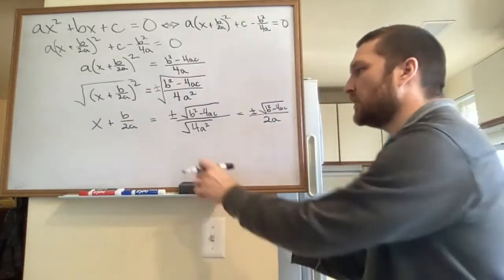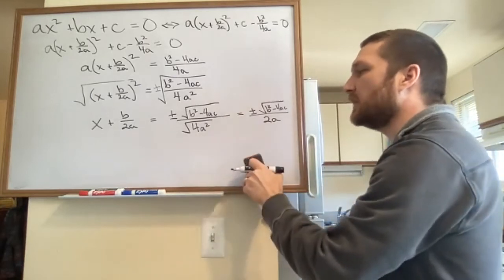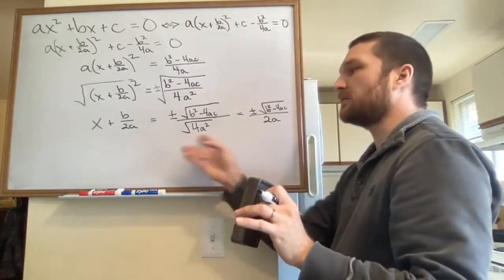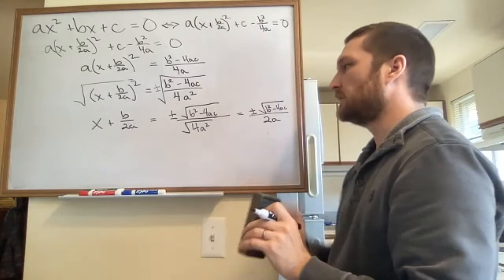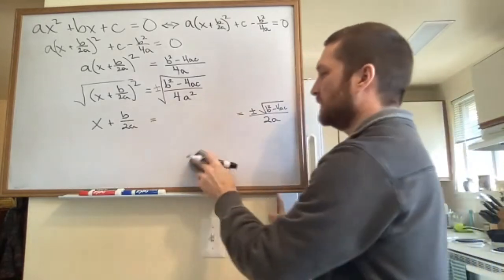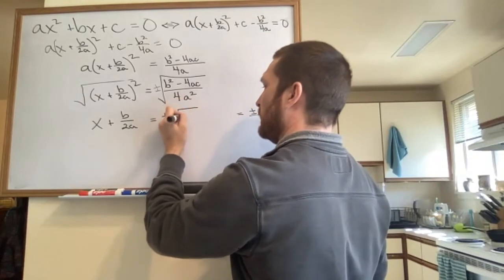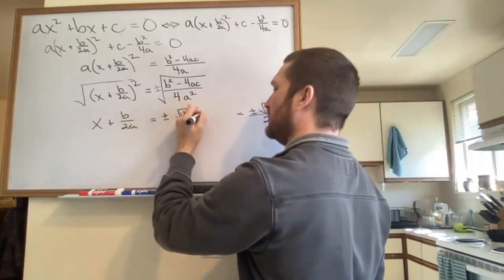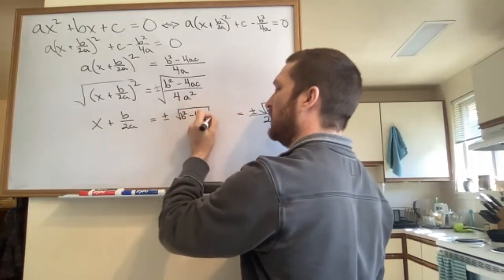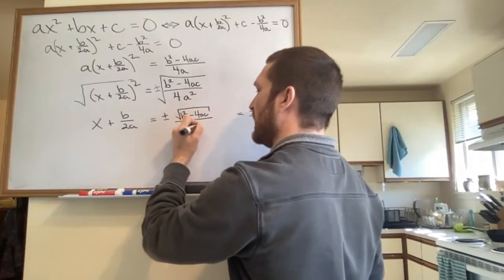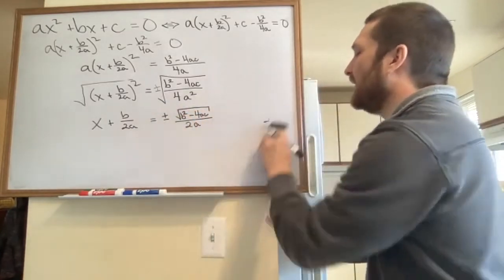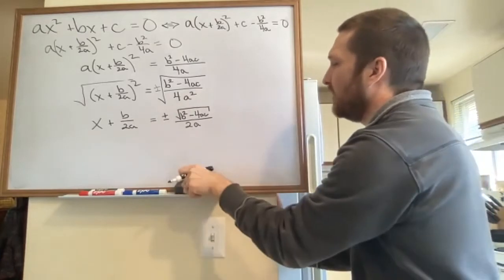Yep, plus or minus the square root of b squared minus 4ac over 2a. Okay, so in fact, I'm going to save some space here and write that right here. So that's plus or minus the square root of b squared minus 4ac on the top over 2a. Now, how do we get x by itself?